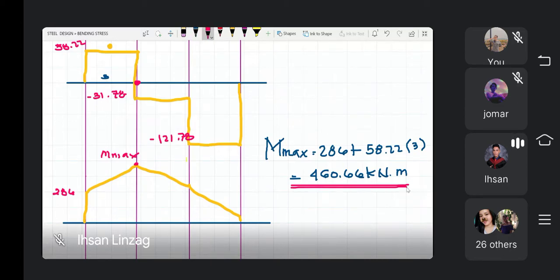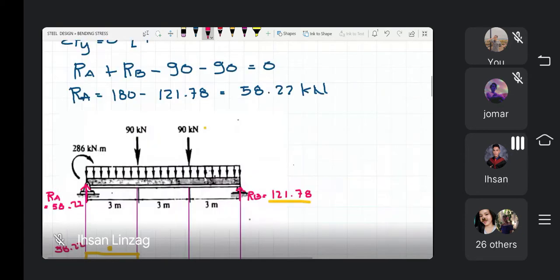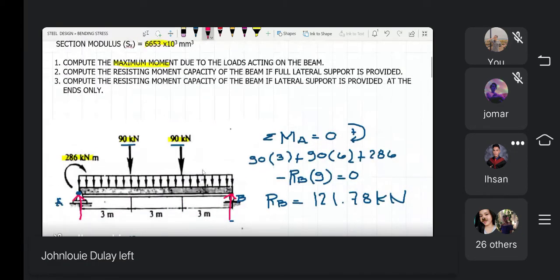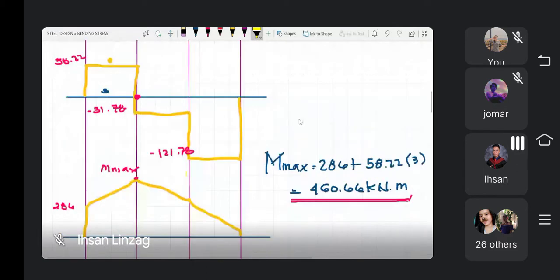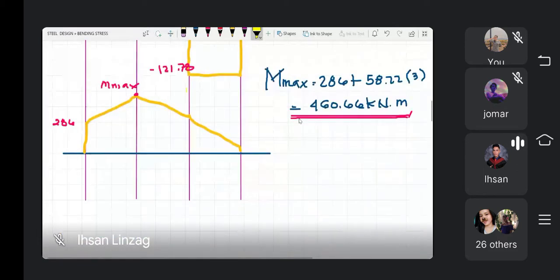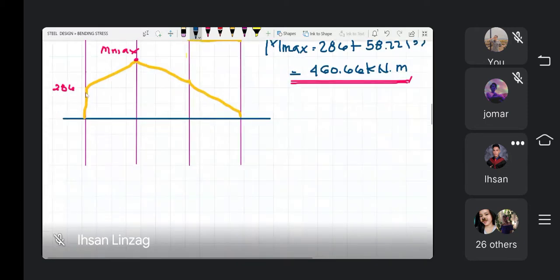So let's start sa question number 2. Ang sabi sa question number 2, compute the resisting moment, another moment ulit pero resisting moment ngayon of the beam if full lateral support is provided. Kapag full lateral support, meaning to say yung LB natin 0, itetest na natin agad yung compaction. So i-check natin yung compact, check if compact or non-compact.